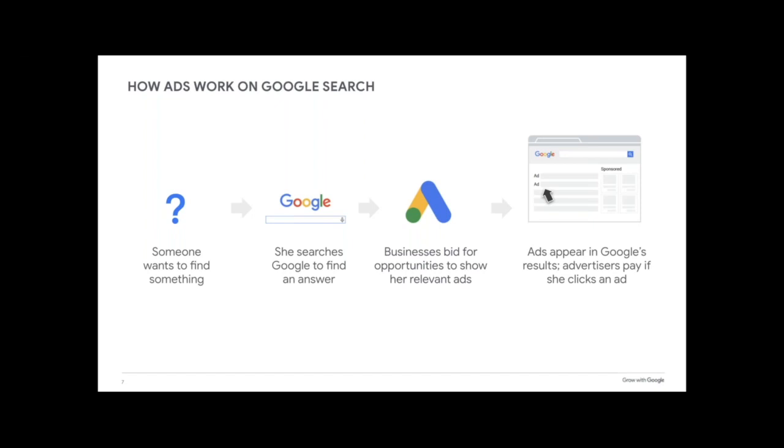So no matter what she's typing in, she determines what she's going to search. Google shows a search results page, a list of websites and info resources that are related to the search, including relevant ads. Ads are chosen by an advertising auction. It basically runs in real time.